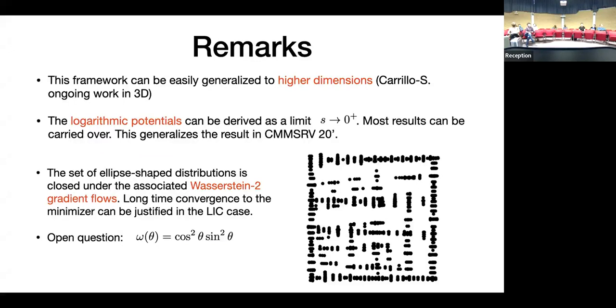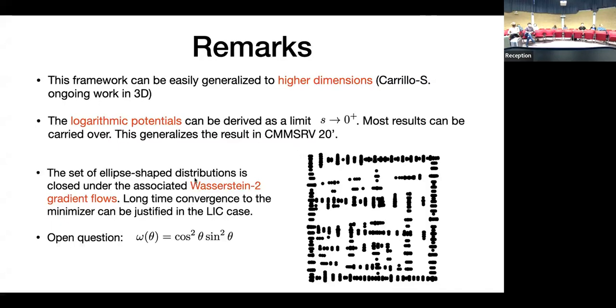And another thing is the logarithmic potential. We mentioned that it can be derived as the limit s goes to 0 plus. Actually, you can take this limit on any level, on the level of the potential or on the level of the minimizer. And you can recover everything about the minimizer for the logarithmic potential by taking the limit s goes to 0 plus. So in particular, this means that our result generalizes the previous result on the logarithmic potentials.